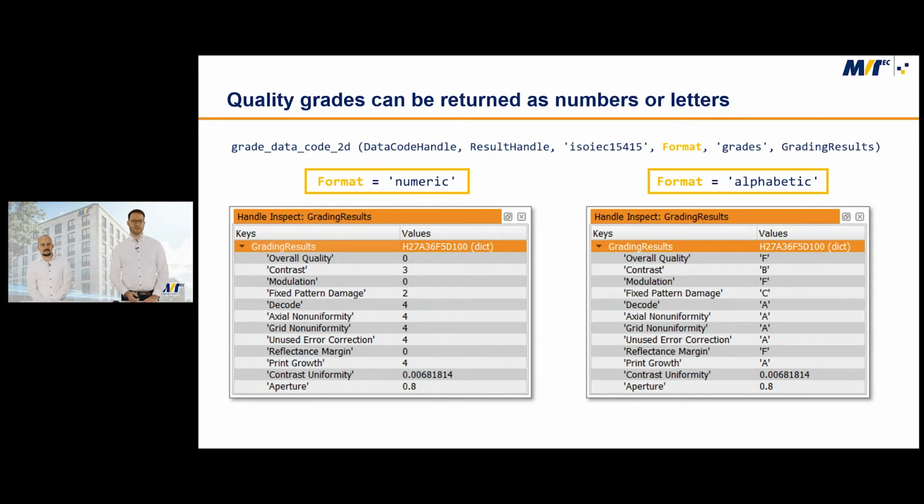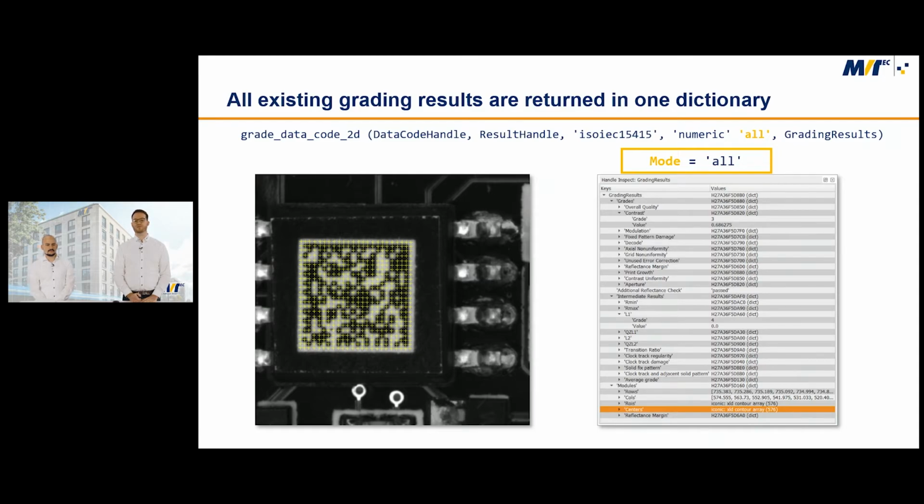In addition, it has a format key where you can put in numeric or alphabetic. So if you want numeric in your codes or alphabetic in your codes, you can also choose this in this procedure. In addition, if you use the mode all, existing grading results are returned in one large dictionary. So if you want all of your results in one, then you can just use this mode and you get all your information in one dictionary.